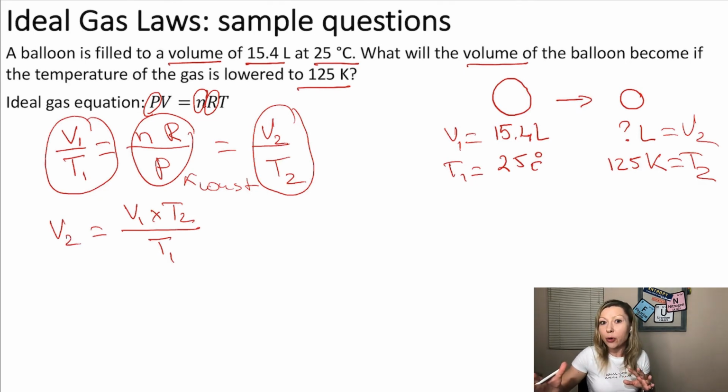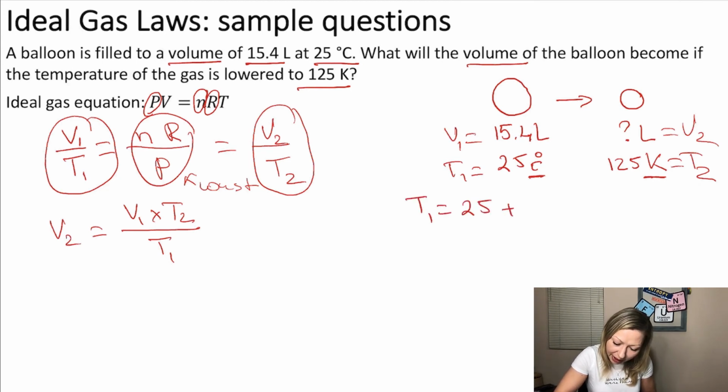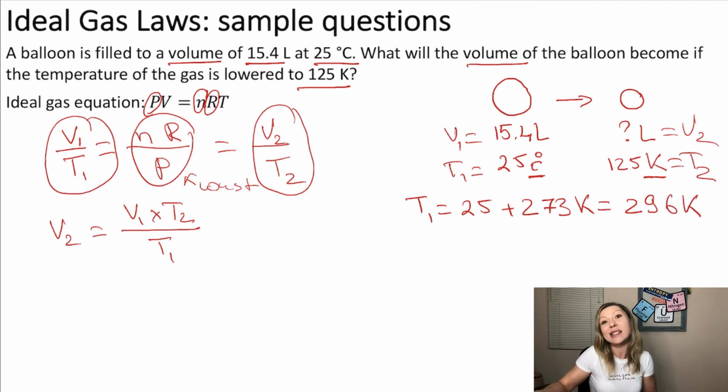Do we need to convert anything? We do, right? Because we have Kelvin temperatures and Celsius temperatures. So we have to convert 25 degrees Celsius into Kelvin, for example. So here, T1 equals 25 plus 273 kelvins, which is going to give us 296 kelvins. And that is my temperature.